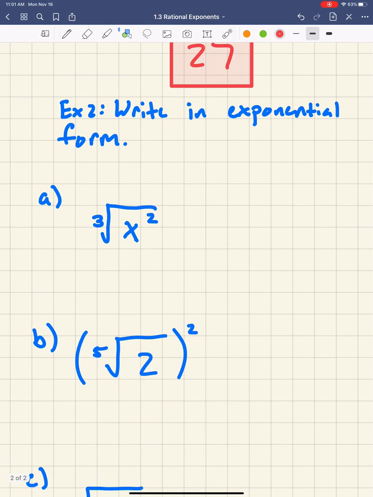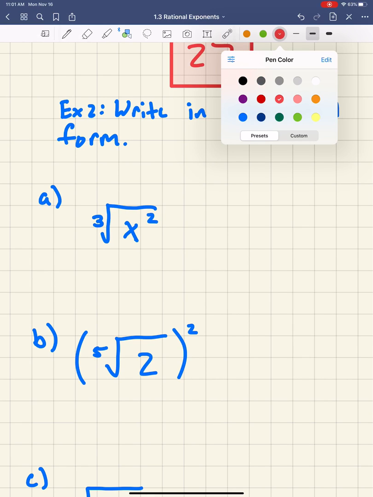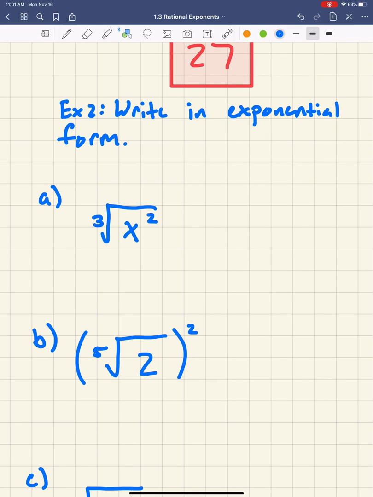And then this last section here, they're asking me to write these in exponential form. So now we're just going backwards here. We're going from radical form into exponential form. And remember, the way that this works is the bottom number always goes to the front. So if I'm trying to write this in exponential form, it's going to become x to the 2/3 power. Okay, because this radical goes to the bottom, right? We've been doing it in the opposite direction where the bottom goes to the front.